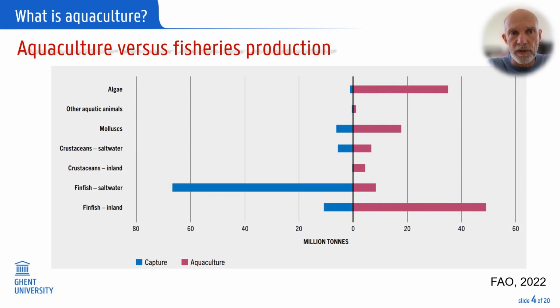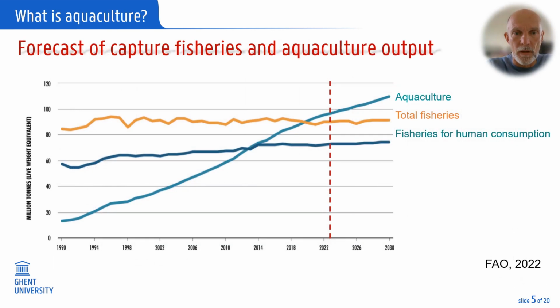Now, seafood is by most people still associated with fisheries. However, for all classes of seafood except for marine fish, the majority of what we consume today is farmed and not fished. If we look at the evolution of capture fisheries and the aquaculture output, we clearly see that fisheries are basically stagnating and even declining in some regions. This means that aquaculture is the only alternative to provide sufficient seafood for the growing demand worldwide.